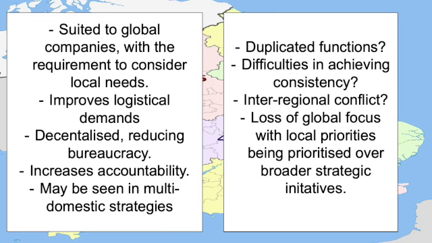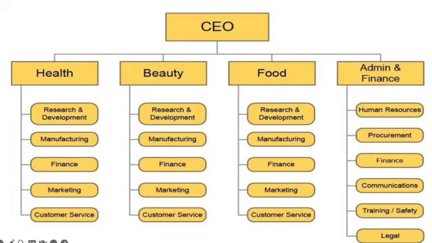Right, next one we're going to look at is a product-based organisational structure. This is where companies organise their structure around their various products or product lines. So if you've got companies with a large product portfolio, you might see this. As I've said, it's particularly useful for companies that produce a variety of products or have a diverse range of business activities. So in this one, you've got health, beauty, food, and then admin and finance. So the key focus there is health, beauty, and food in terms of its products.